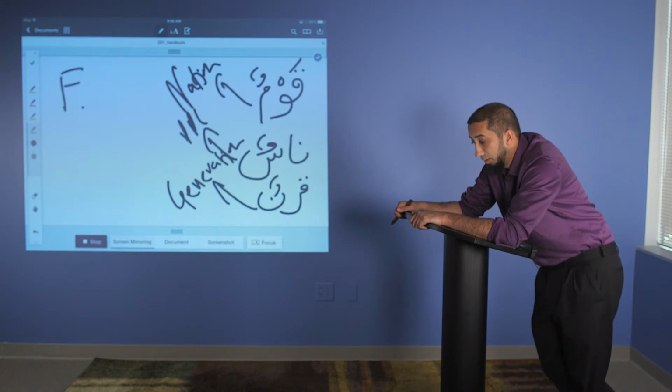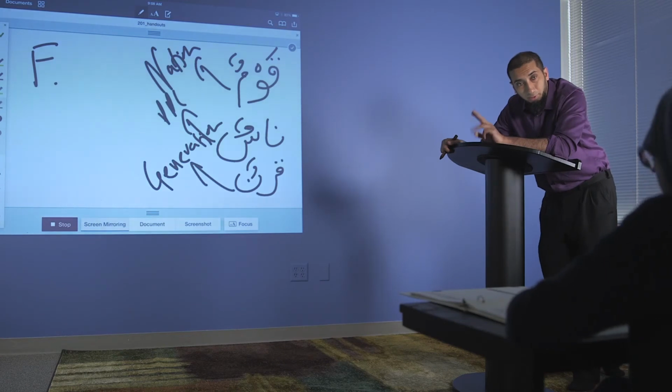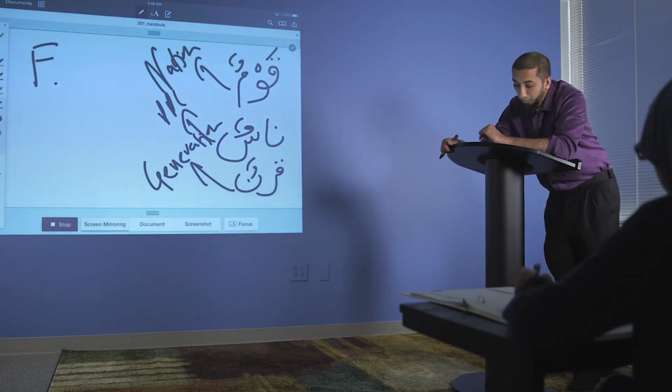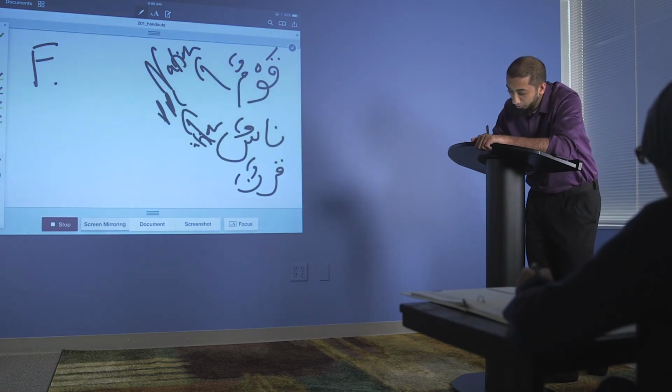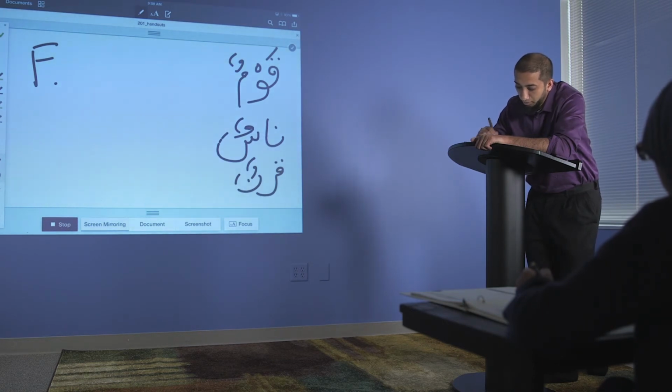Now in English, you say a nation, which is one. A people, or a generation. These are all singular in English. But examples of words like these, these are the more popular ones in the Quran. That's why I gave you these three words. So for this rule, you have to remember these three words. Qawm, nas, and qarn. Okay?